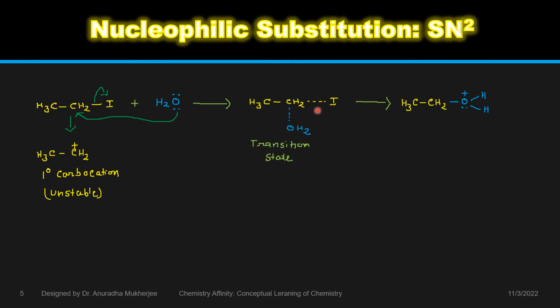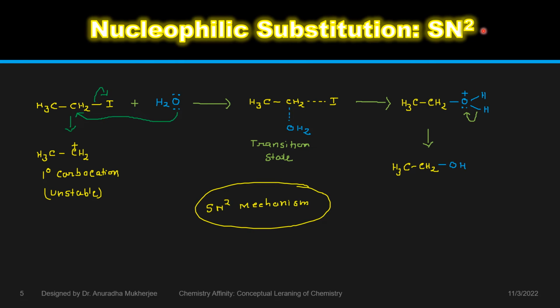Then iodine will completely leave and OH2 will make a new bond with the carbon and we will be getting an alcohol molecule. So here you can see that the iodo, the leaving group, is substituted by a new group, that is OH. That's why it's called a nucleophilic substitution reaction. And why is it bimolecular? Because the rate of the reaction depends on the concentration of both the substrate and the nucleophile. That's why it is called a bimolecular reaction.